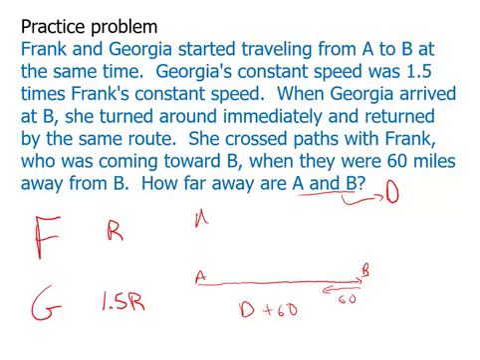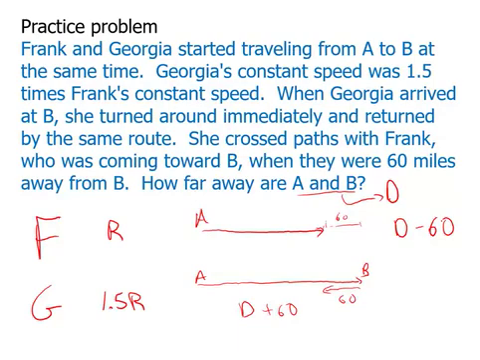Frank starts out at A, but he falls short. He doesn't get to B. He's short 60 miles. So the distance that he covers is d minus 60. And of course, the time that we'll use, t, is going to be from the starting point to the point that they cross paths again. So in that time, Georgia covers d plus 60, Frank covers d minus 60.